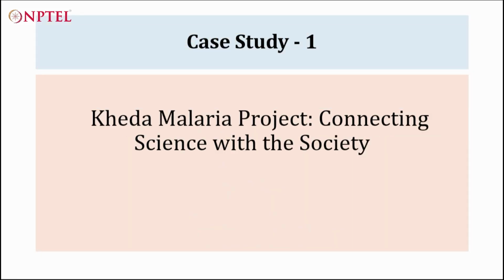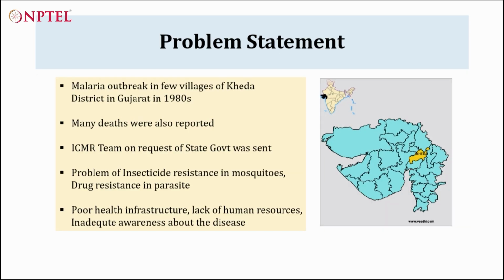So, the first case study is about the Kheda malaria project, connecting science with the society. Because we were talking about community engagement, how you can engage the community, how you can develop your plan and strategies, and show the impact. So, this was a demonstration project in the Kheda district of Gujarat. So, there was a problem. This is the problem statement.